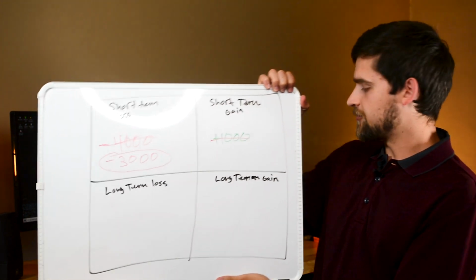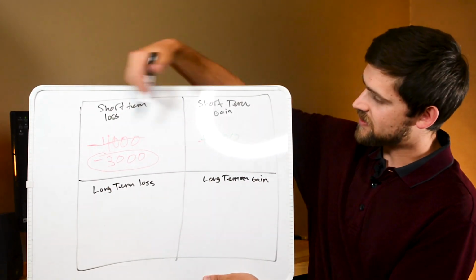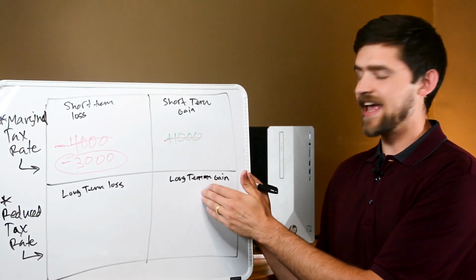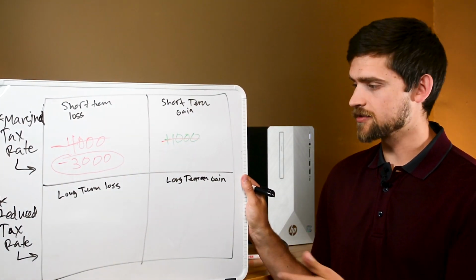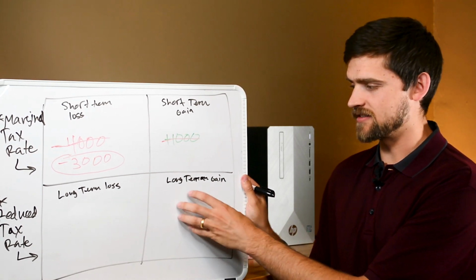And before I go any further, I should mention that the tax brackets, this is taxed differently. So anything that's short-term is going to be taxed at your marginal tax rate. And then anything that is long-term is going to be taxed at a reduced tax rate. The nice thing about long-term gains is if you make less than $80,000 a year based on 2020 numbers, then you would pay 0% in taxes on this gain.